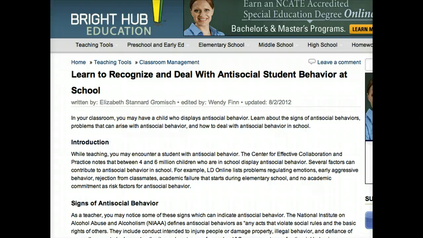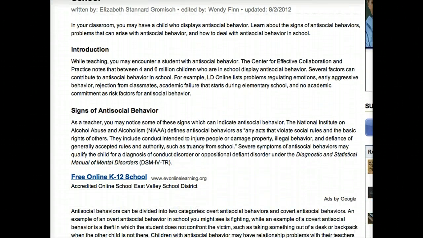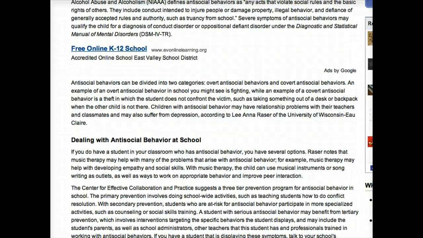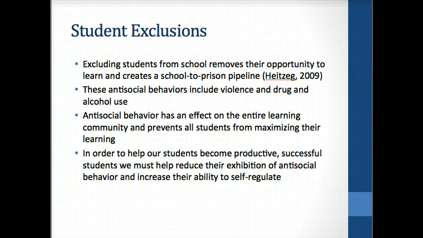Bright Hub Education provides a quick overview for identifying antisocial behaviour in students and provides some recommendations for dealing with that behaviour. A couple of suggestions offered is for teachers to keep lines of communication open with parents and administrators, and perhaps consider the use of music in dealing with that antisocial behaviour in school. Antisocial behaviour has an effect on the entire learning environment and prevents all students from maximising their potential. Providing students with an opportunity to learn self-regulation skills is essential for them to be successful.